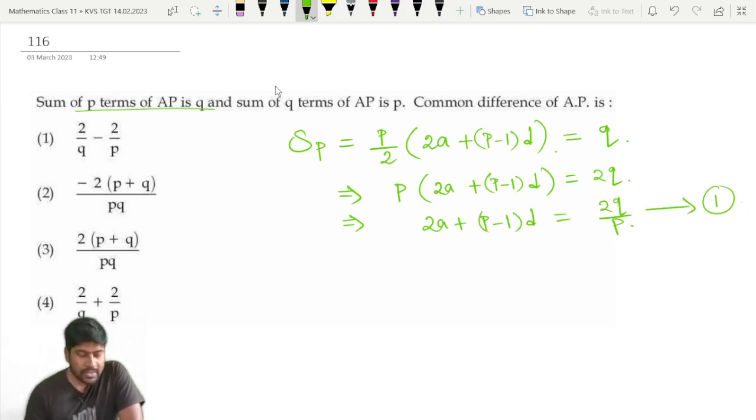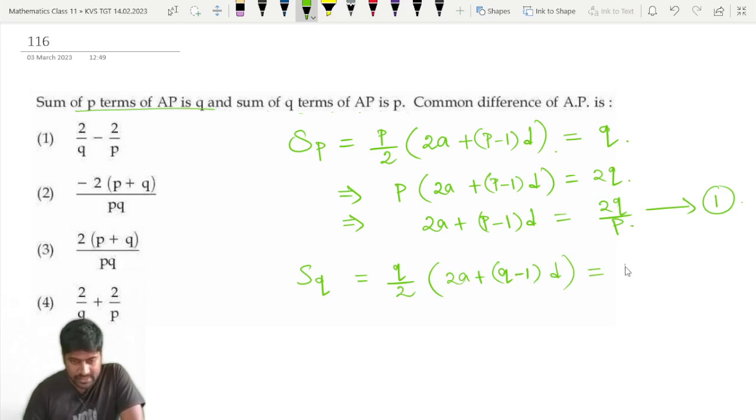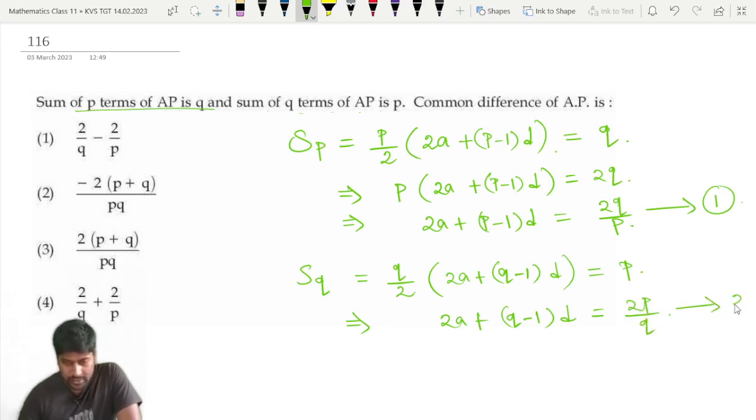Then what they are saying: sum of Q terms of AP is P. So the sum of Q terms, SQ, is equal to Q by 2 into 2A plus Q minus 1 into D, in the same way. That is equal to P, they have told. So from here we will get 2A plus Q minus 1 into D is equal to 2P by Q. This is our second equation.